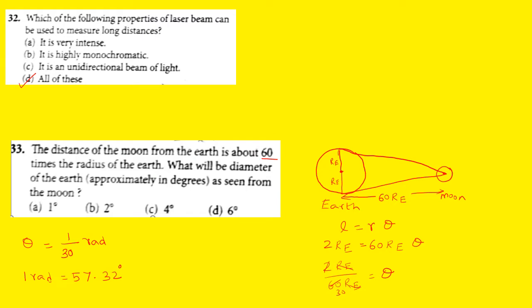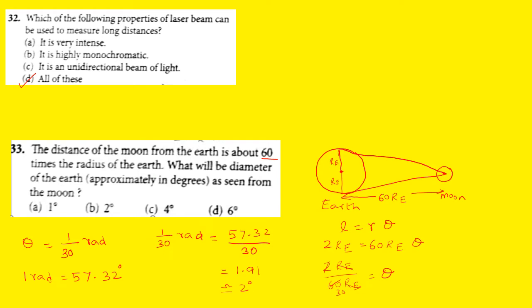The other conversion will take so much time. So when we are writing the exam, even timing is very important. So my advice is remember the relation between the radians and the degree. 1 radian is 57.32 degree. So what will be 1 by 30 radians? It will be 57.32 divided by 30. So when you do the division, you will get 1.91, which is approximately 2 degrees.